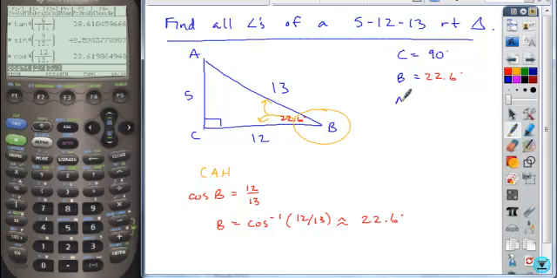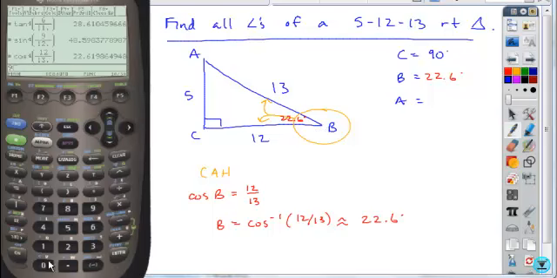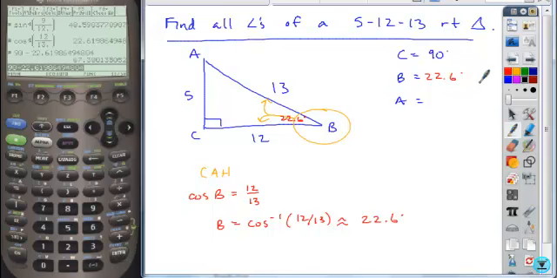So finding A is possible a couple different ways, right? What's the simplest way to find A? What do you know about A and B? They have to add up to 90 degrees. So the easiest thing to do is take 90 and subtract the measure of angle B, and that's going to give us A, which is 67.4.